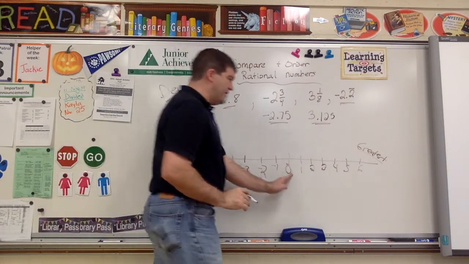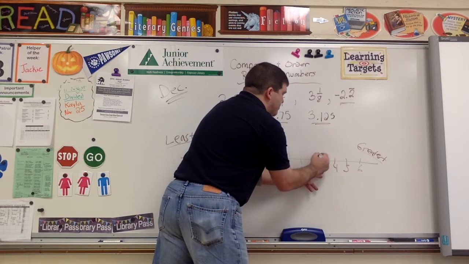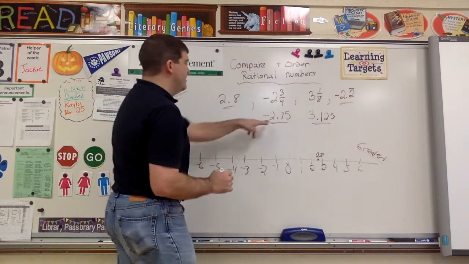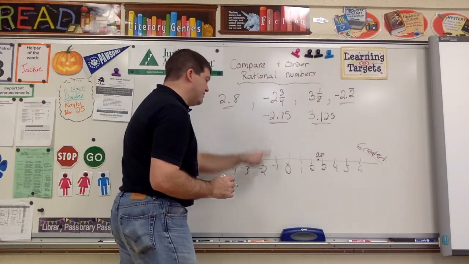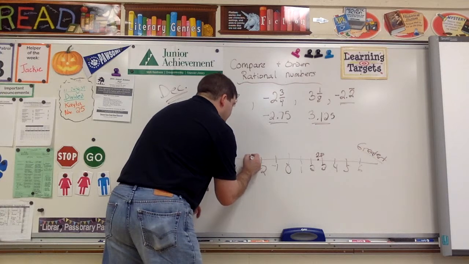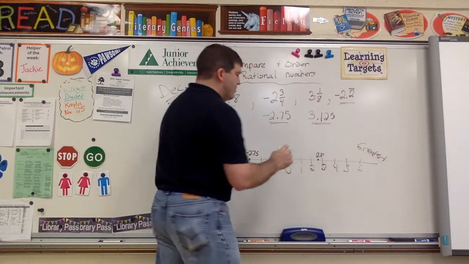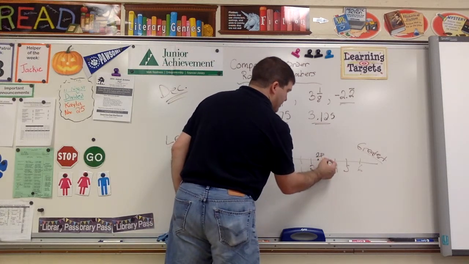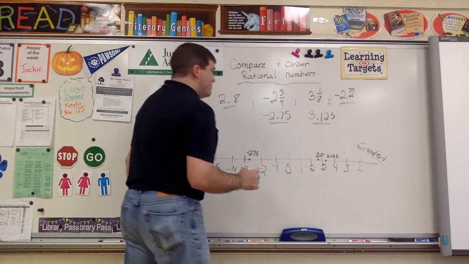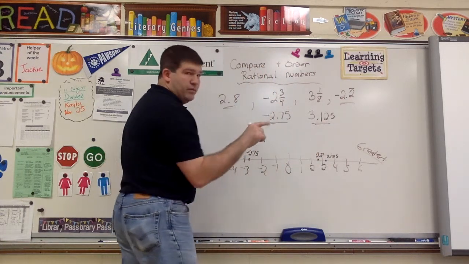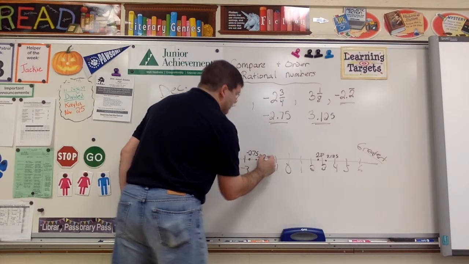2.8, it's a positive 2.8. I know it's going to be over here. Here's 2, not quite 3, but almost. 2.8, it's right there. Negative 2.75, I go to negative 2, but it's more than negative 2, so I've got to go farther this way. Negative 2.75. Okay, then I have 3.125, so I go to 3.125, and then I have negative 2.2 repeating. So right here is negative 2.2.